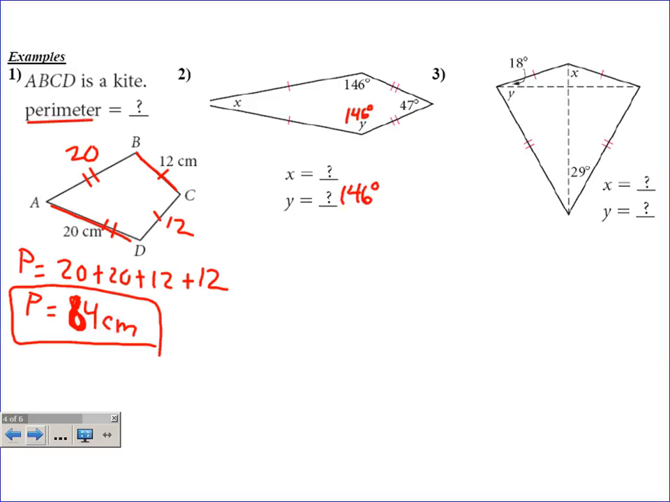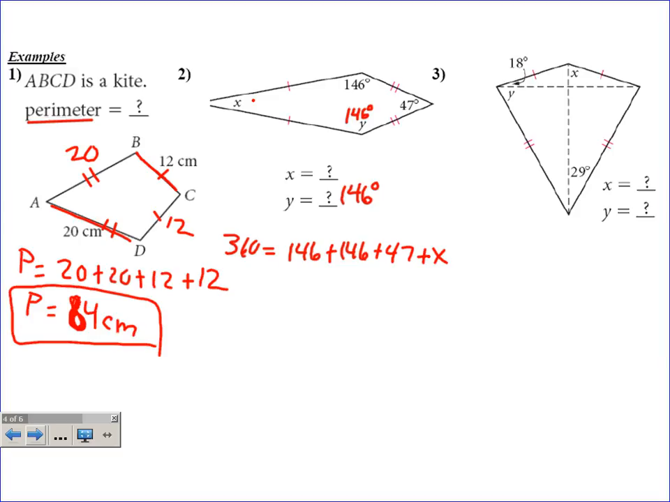Can I say that x is 47? No. Usually you'll see this guy up here is going to be bigger than this guy over here. So how do we figure that guy out? Yes, that's exactly right. Earlier this week we learned that, hey, 146 plus 146 plus 47 plus x has to equal 360 degrees. We learned that. Why was one reason we learned that? Well, maybe for this.